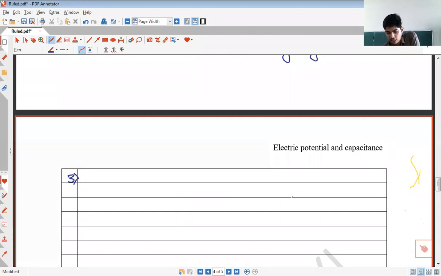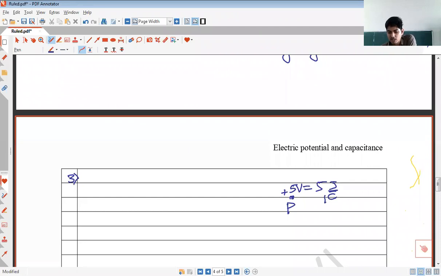Suppose I say the electric potential at a point is 5 volts. What do you understand by that? Electric potential at a point is 5 volts. 5 volt can also be written as joule per coulomb. Volt can also be written as joule per coulomb. So potential at a point is 5 volt means that 5 joules of work is to be done in moving every 1 coulomb of charge from infinity to point P.